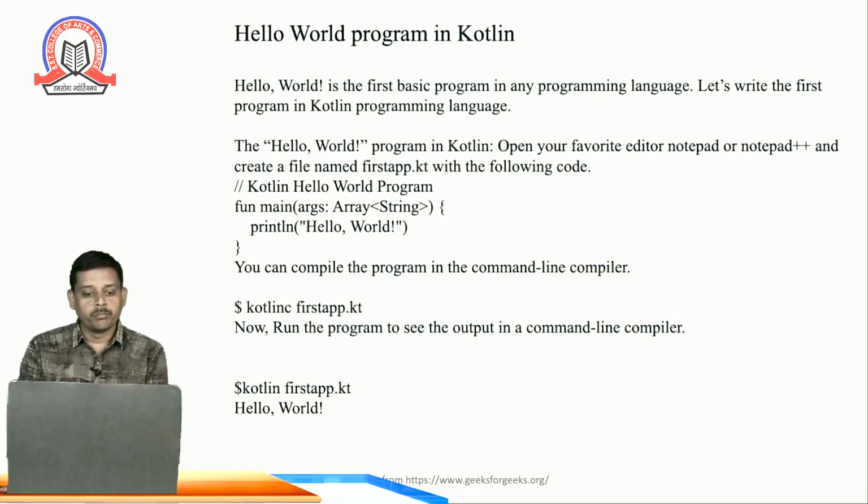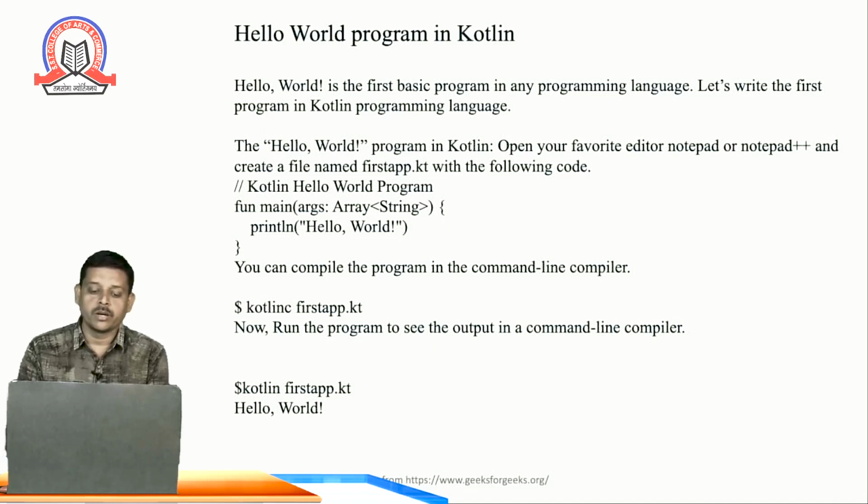Once we complete the program, we can compile it through the command line compiler, or we can use the keys Control, Shift and F10. When we run it, it will display the output hello world. Or we can also go to the command line and write kotlinc, space, the name of your file. As we have already named the file first app.kt.